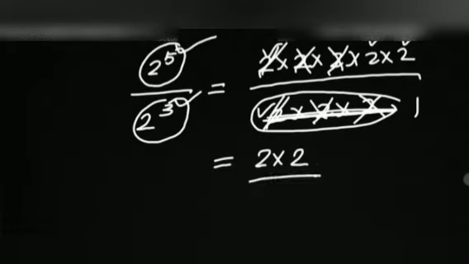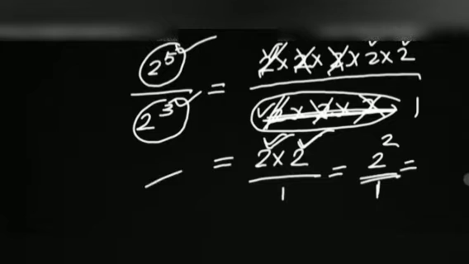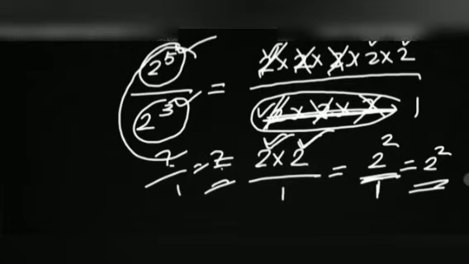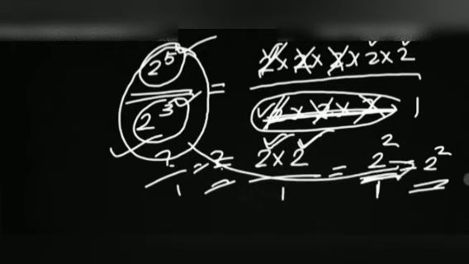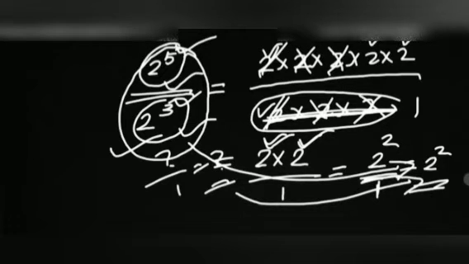So, 2 into 2 by 1. 2 into 2 means 2 is multiplied how many times? 2 times. So, 2 raised to 2. 2 raised to 2 by 1 means what? Any number divided by 1 is equal to that number itself. So, 2 to the power 2 by 1 means 2 to the power 2. So, what is obtained here? We found that 2 raised to 5 by 2 raised to 3 is equal to 2 raised to 2, or 2 to the power 2. Okay, got it.